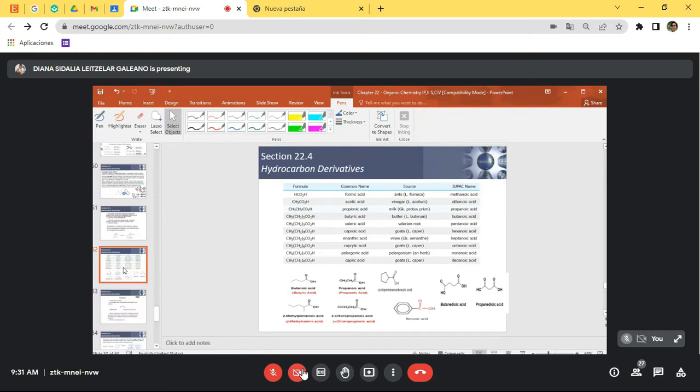The acetic acid is found in vinegar. The word comes from acetum. Propionic acid is the milk, from the Greek protos pion. Butyric acid is in butter, from the Latin butyrum. The valeric acid, the name gives you a hint, is from valerian root. And the last one we will see is the caproic acid from the goats, the Latin caper.